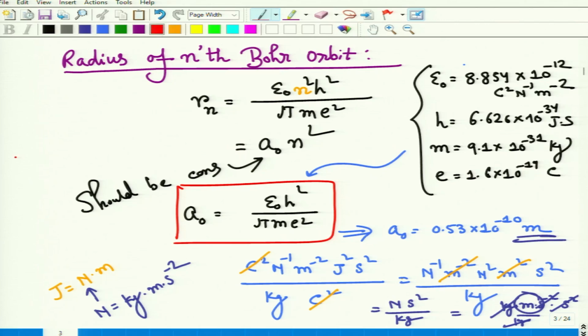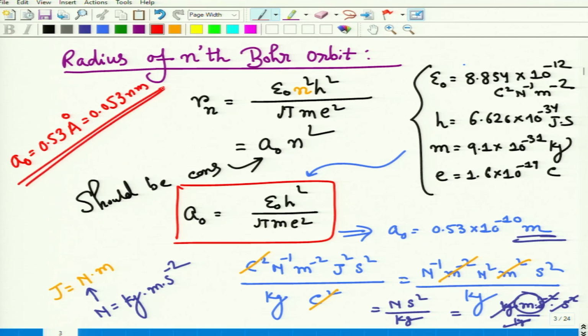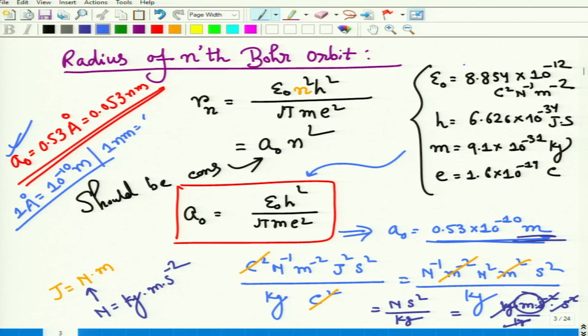So, the value of a naught is 0.53 Angstrom, or we can write it as 0.053 nanometer. Okay, very very important. You have to remember these values. Angstrom is 10 to the power minus 10 meter. So that's why you can directly write 0.53 Angstrom, and 1 nanometer is 10 to the power minus 9 meter. So that's 0.053 nanometer. So this is the value of a naught.